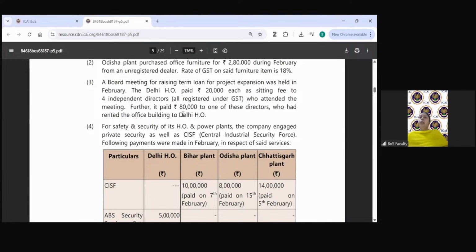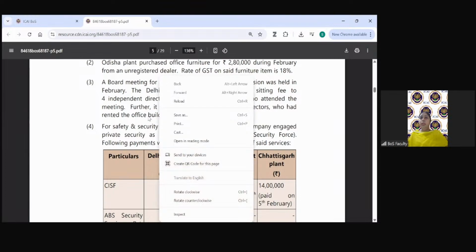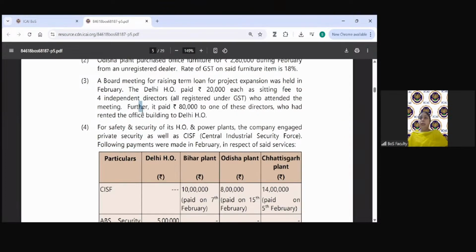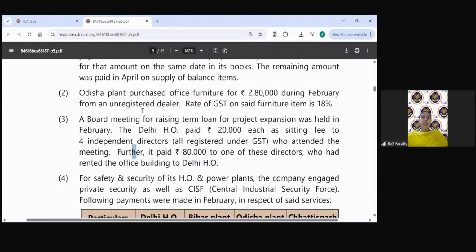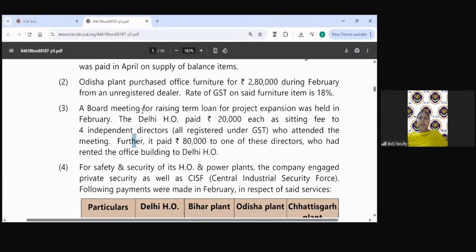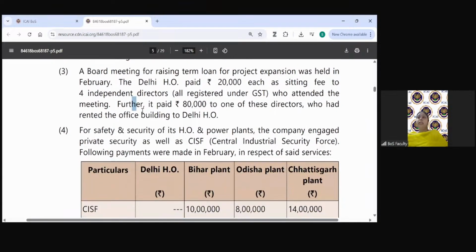Yes. So the Odisha plant purchased office furniture for rupees 2,80,000 during February. Let us zoom it out a bit because now we can see the relevant information, and then we will scroll down. So Odisha plant purchased the office furniture for rupees 2,80,000 during February from an unregistered dealer. Now, as we already discussed, purchase from an unregistered dealer does not attract reverse charge provision. So this is not going to be taxed under reverse charge. For Odisha plant, value is still zero.